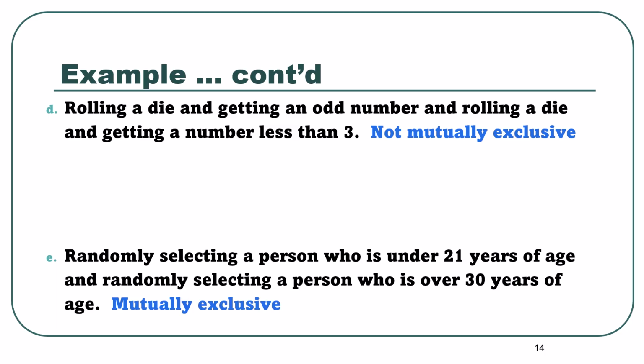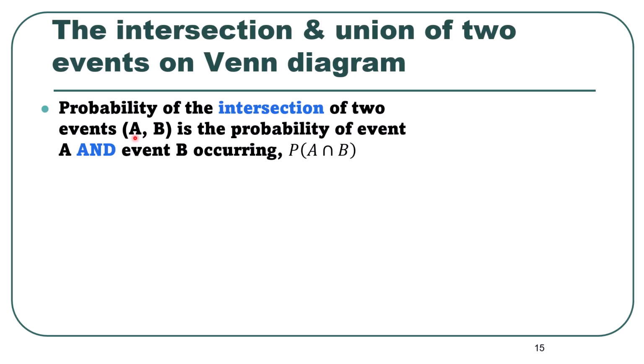No, so these are mutually exclusive. So let's take other concepts, the intersection and the union of two events, and see how to represent them on a Venn diagram. The intersection between two events A and B means that these events are happening together. So event A and event B are happening together. The probability of the intersection means the probability of these two events occurring at the same time.